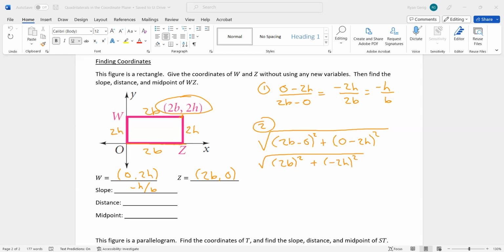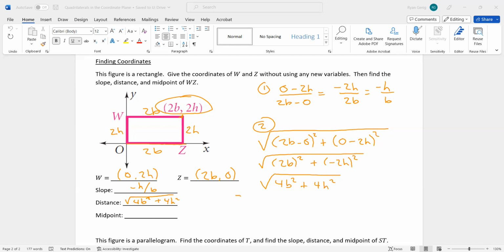Now, a lot of people think, oh, it's just 2B squared and -2H squared. No, 2b times 2b is 4b squared. And negative 2h times negative 2h is positive 4h squared. Again, you cannot simplify that anymore because of the plus that's in there. So my answer for the distance is the square root of 4b squared plus 4h squared.